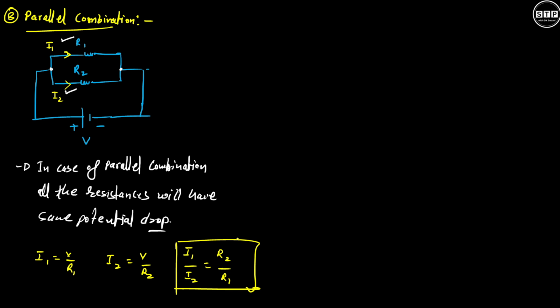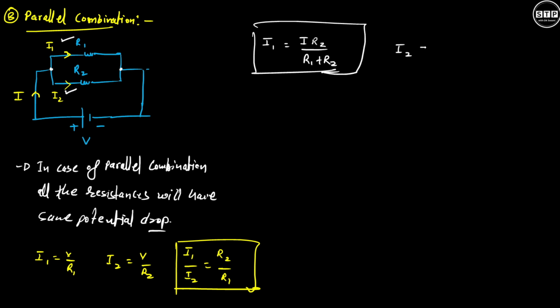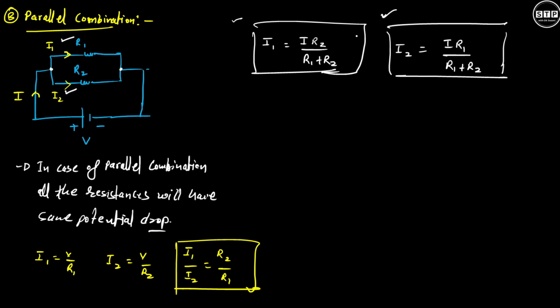If there are multiple resistances, then we can write down I1 ratio I2 ratio I3 equals 1 by R1 ratio 1 by R2 ratio 1 by R3. Okay, so if I know the total current, I can calculate I1. How can I calculate? Using the ratio formula. So I1 will be I R2 divided by R1 plus R2, ratio multiplied by total sum of ratio. I2 is I R1 divided by R1 plus R2. Okay, so we have calculated I1 and I2 in the form of ratios.